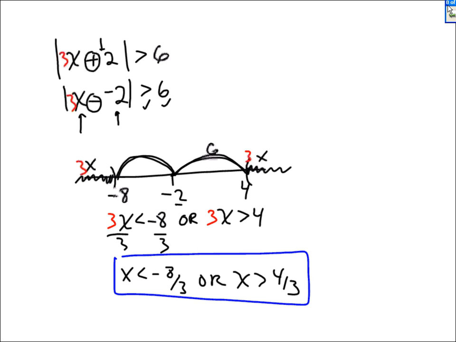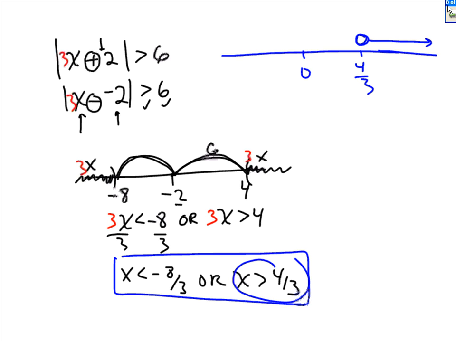Now, if you were asked to draw a number line for the solution, I like to put 0 down. Well, here is 4/3. X can be bigger than, but not equal to, hence an open circle. If it could have equaled 4/3, I would have filled in the circle. Or x can be less than negative 8/3. Here's negative 8/3.